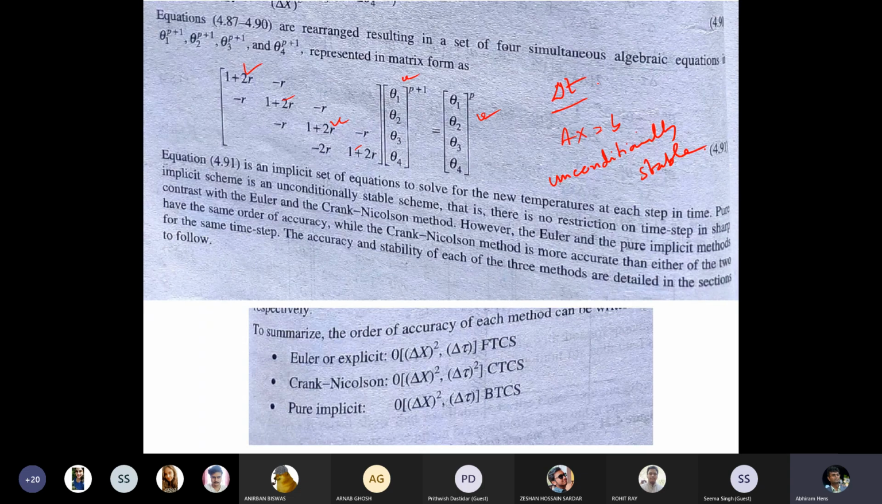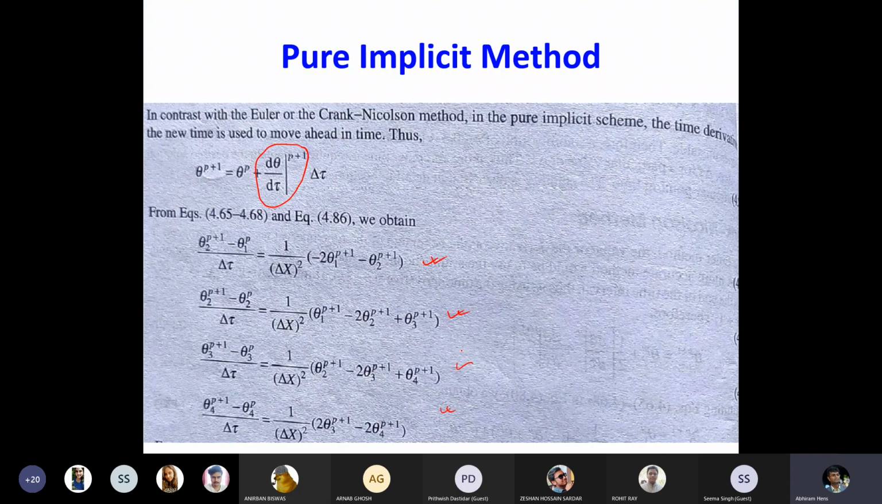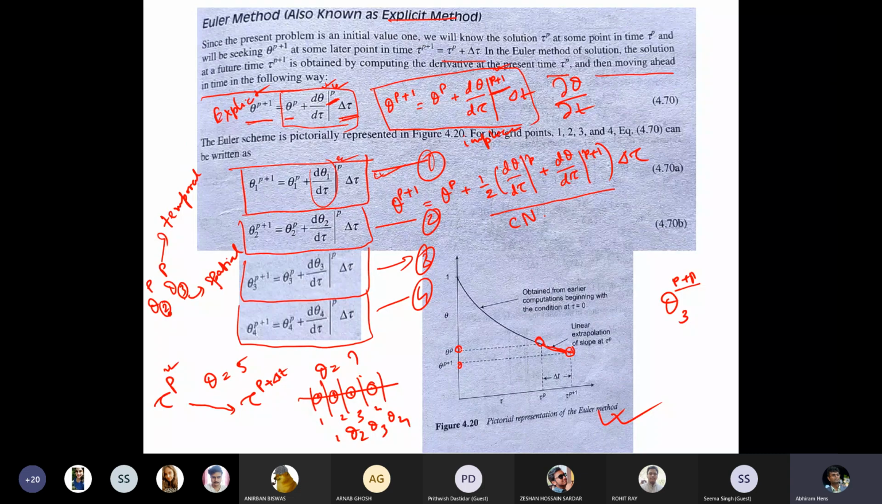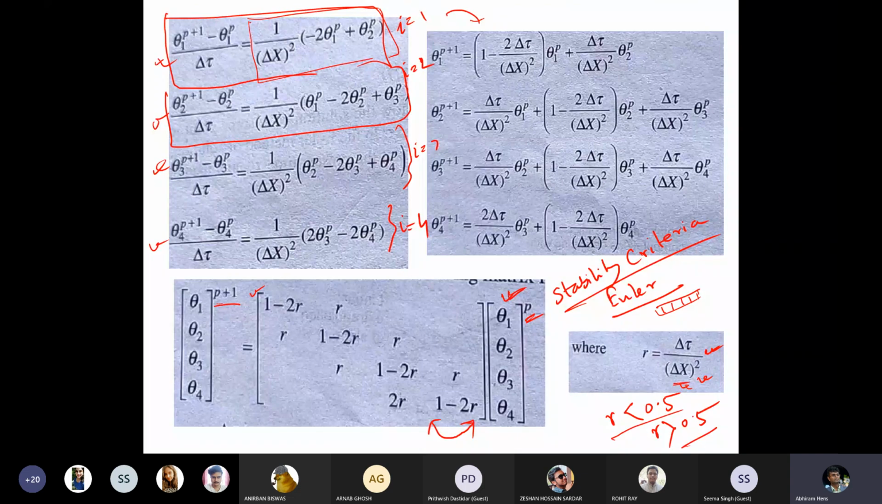Now if we compare all the three methods, you will see that the explicit method or Euler method is basically forward in time and central in space. We read about the central scheme, central difference, like this. So if we go to the explicit part, you see that this is the difference. Sorry, this is the Euler part.